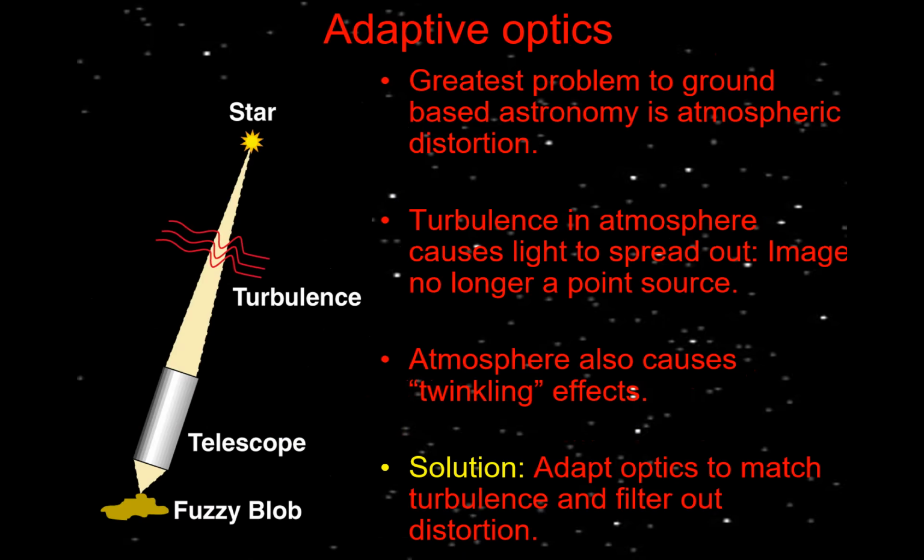Consequently, we can take a laser and we can shine it through the atmosphere and we can create an artificial star. And from that artificial star, we can then deform the mirror to match the atmosphere, and we can screen out the effects of the atmosphere and essentially correct for what the atmosphere is doing to our image of a star.